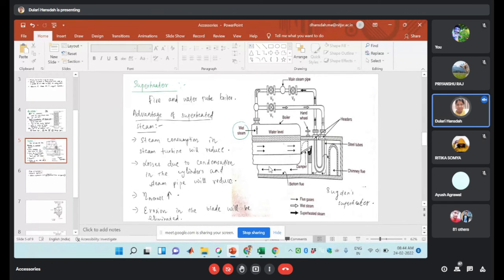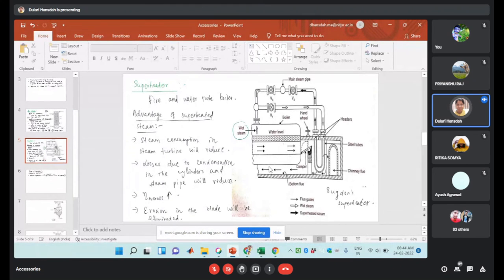So the wet steam will take the heat from the flue gases, which will be received from the chimney, and that heat is used to convert the wet steam into superheated steam. Then it will be supplied to the main steam pipe. So this is the Sturgeon superheater installed in the case of the Lancashire boiler.